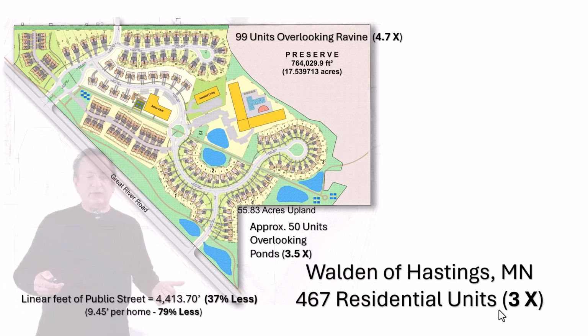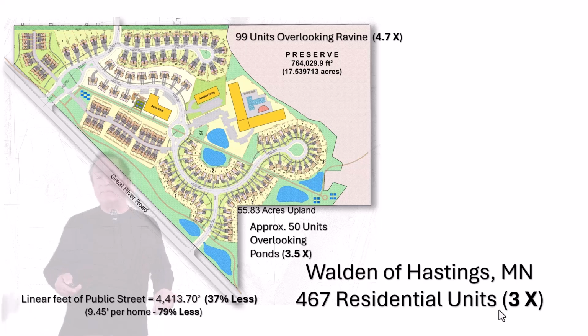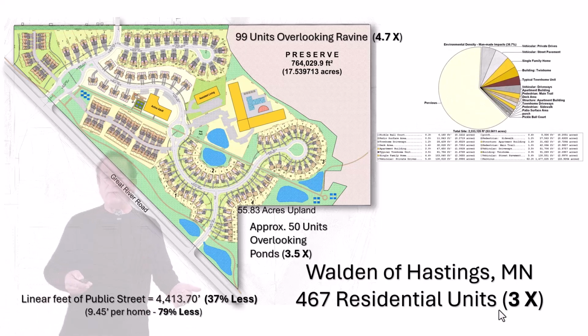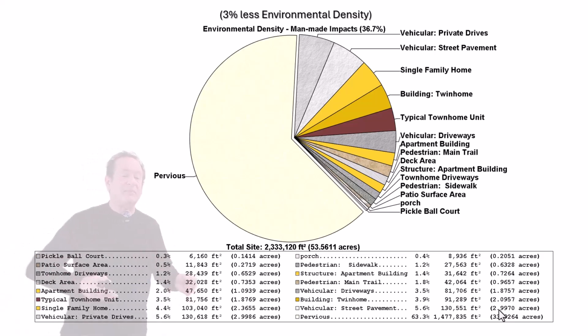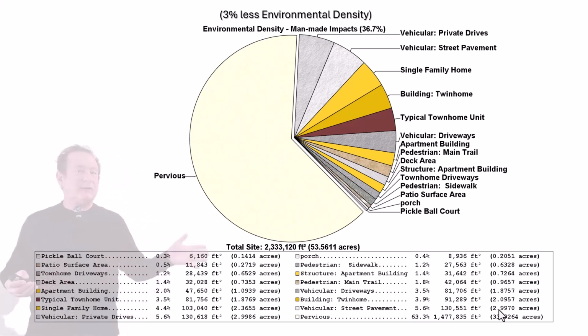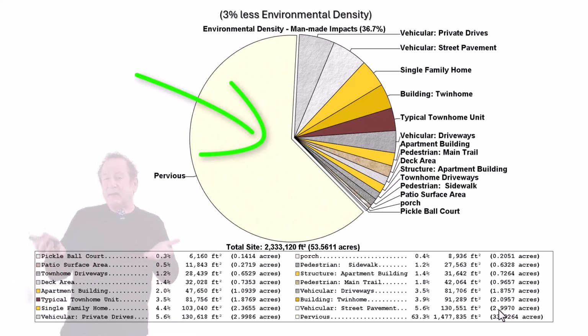The linear feet of street drops to 4,413, or just 9.45 feet of public street per home, which is 79% less. And the environmental density drops to just 36.7%, which is 3% less, but keep in mind it's 3% less impact on the land, but it's 3 times the units. What this translates to is that green part of the pie. Now the green part of the pie is land, and we're talking about land outside the ravine. We're only talking about the upland. So the green part is the actual organic space that people enjoy. That's higher, yet we have 3 times the people that enjoy that space.